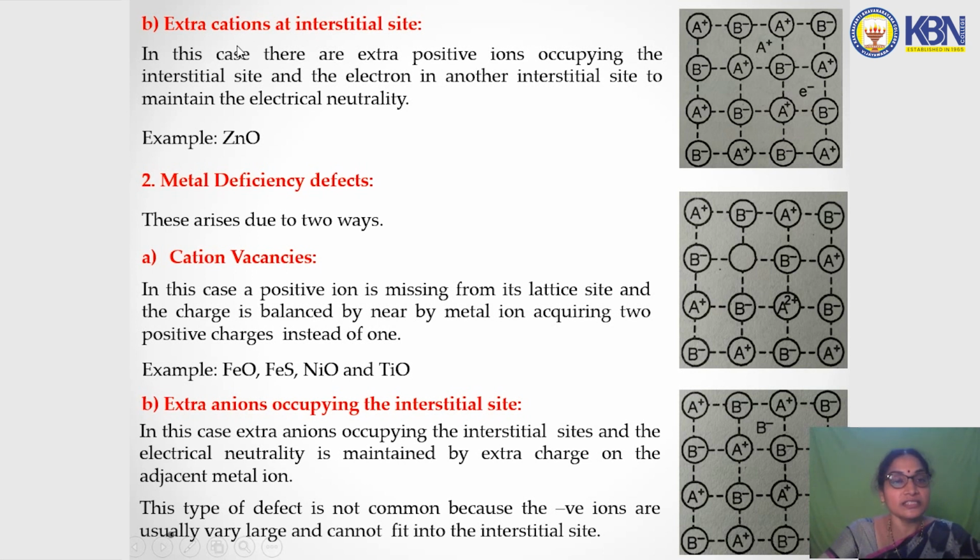Next one is extra cations occupying the interstitial site. In this case, an extra positive ion occupies the interstitial site. See, in this diagram we can observe that an extra cation occupies the interstitial site, and to maintain the electrical neutrality, an extra electron occupies another interstitial site. This kind of defect is known as extra cations at interstitial site. An example for this kind of defect is zinc oxide.